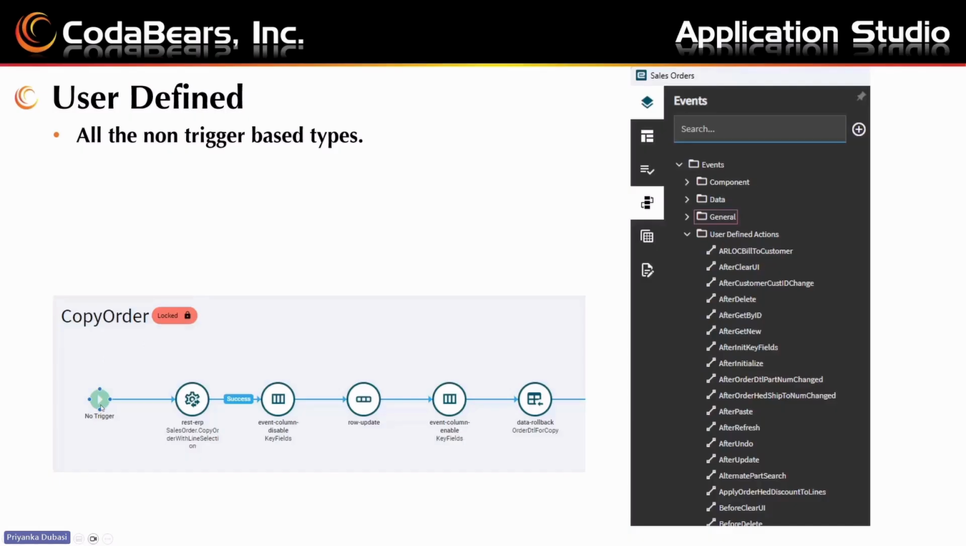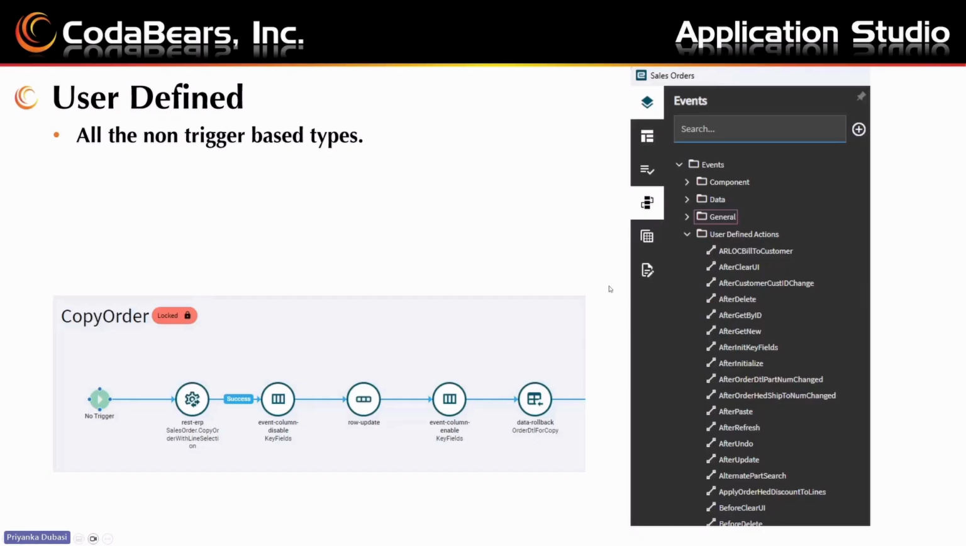Those kinds of events wouldn't necessarily have a trigger, but all I'm doing is calling my copy order on my button click. It could be any kind of steps that you put inside this. It doesn't matter, it's just that it doesn't have a trigger. So those kinds of things would fall under your user-defined actions.